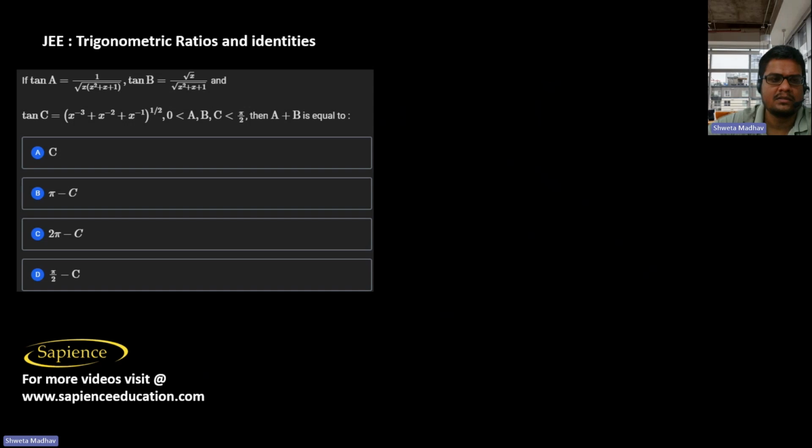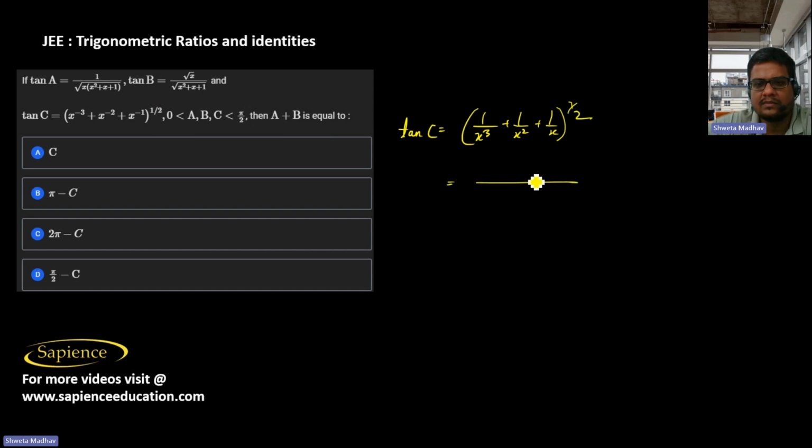And here it is told tan A equal to this, tan B equal to this, and tan C is this, and A plus B is equal to something. So tan C is given as (1 by x cube plus 1 by x square plus 1 by x) whole power half. Now if you take the LCM, we will get x cube, so it will be (1 plus x square) whole power half. So this will be root over (1 plus x square) divided by x root x.